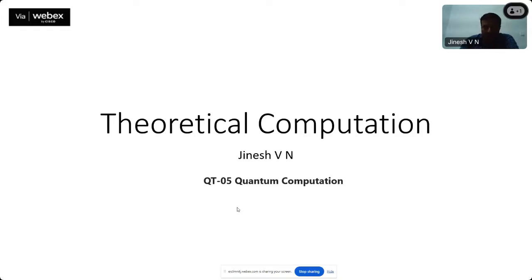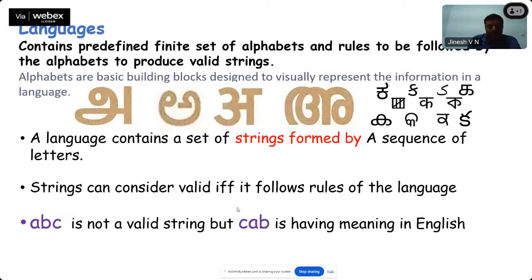Most of you may have studied all these things, or you may be teaching them in your course. So we'll just refresh them from another perspective and try to connect with quantum systems. First we'll start with languages. Basically, any language will have alphabets, then a set of rules and regulations on how to use the alphabets to make strings.